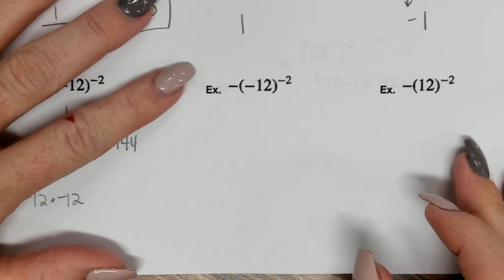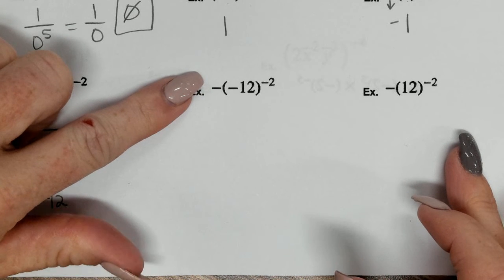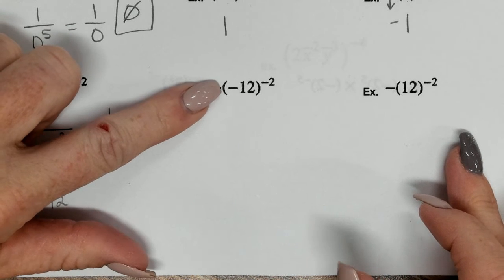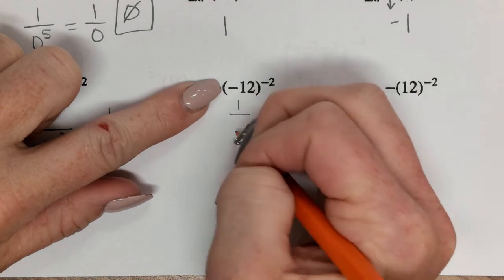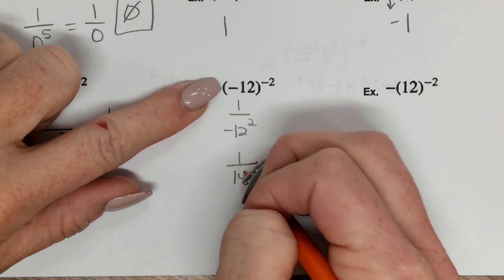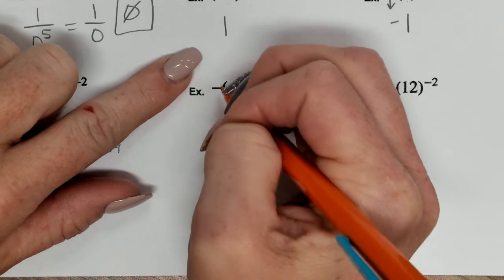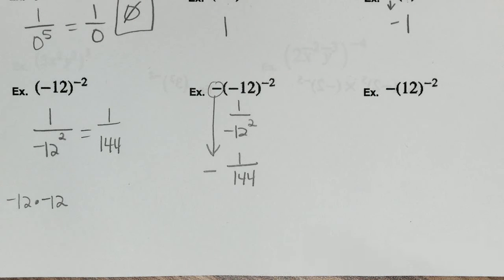All right, let's do the next one. This negative we'll deal with at the end, yes? All right, so same problem. So I'm going to have 1 over negative 12 squared, which is the same thing as 1 over 144. Do y'all agree? And then I'm going to bring this negative down to my final answer.